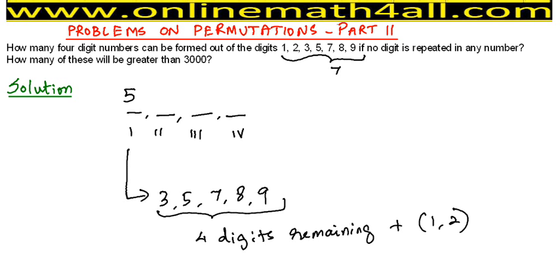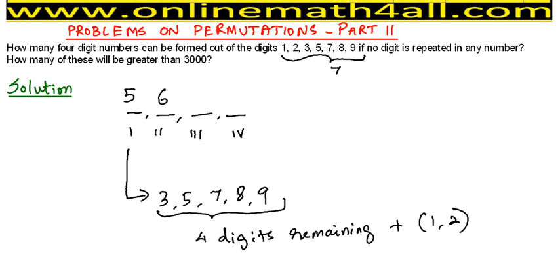Only for the first portion we have a restriction, that it has to be filled up by the digits 3, 5, 7, 8, 9, because the number has to be greater than 3000. For the second, third, and fourth portions, we don't have any restriction. We can use any digit for the second portion. So for the second portion, the number of digits remaining are 4 digits from 3, 5, 7, 8, 9, and apart from this, we have 1 and 2, the 2 digits which have not been used for the first portion. So totally we have 6 digits remaining for the second portion. So we write 6 here.